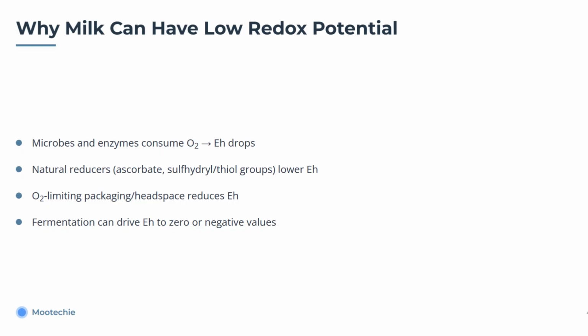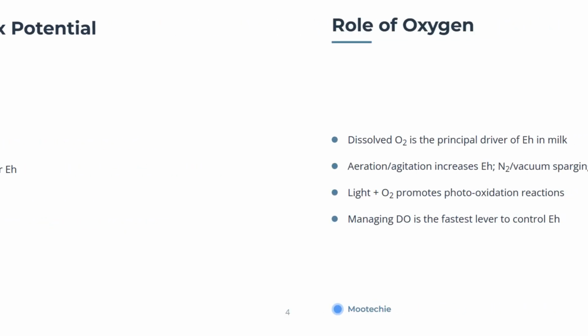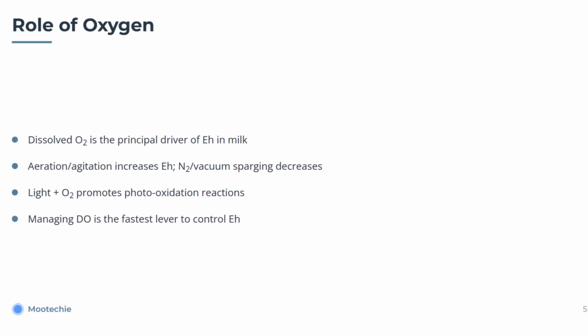Coming up, we'll discuss why milk can have a low redox potential. There are several reasons. Microbes and enzymes consume oxygen, which causes the EH to drop. Natural reducers in milk, like ascorbate and sulfhydryl or thiol groups, actively lower the EH. Packaging or headspace that limits oxygen also reduces EH. And finally, fermentation processes can drive the EH all the way down to zero or even into negative values.